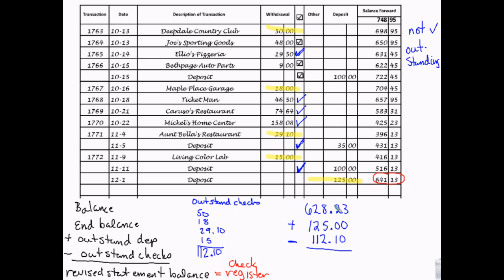So that's what I need to subtract over here. Okay, so I have my ending balance, my outstanding deposits, my outstanding checks. So I'm going to do that math. And my revised statement balance is $641.13. And as you can see, it matches. So this checkbook balances. And so you know that everything is correct because your accounts and their accounts match.